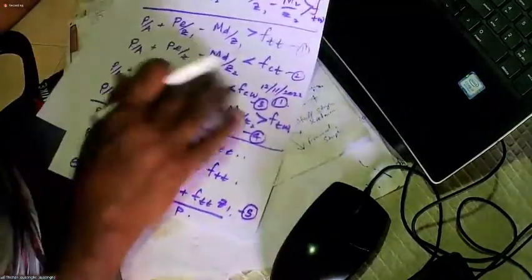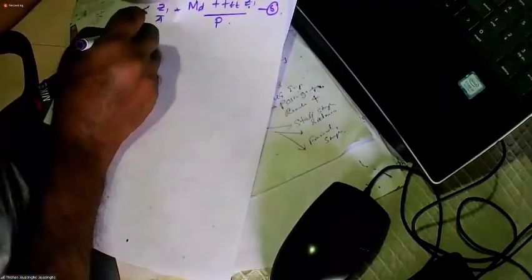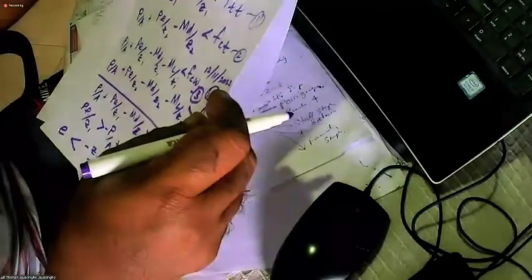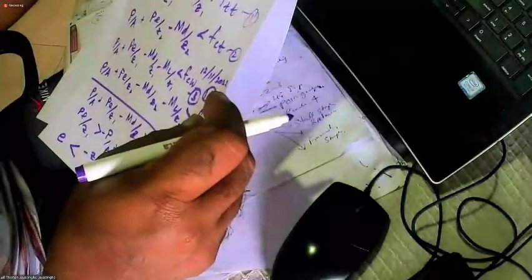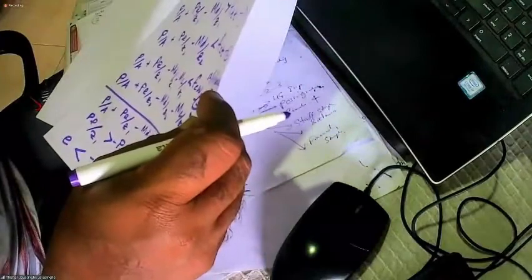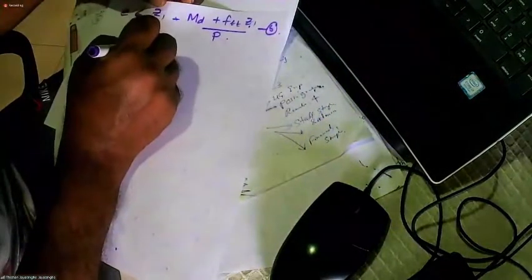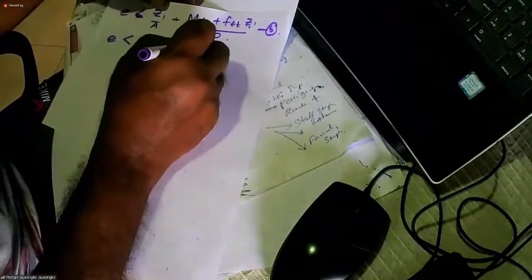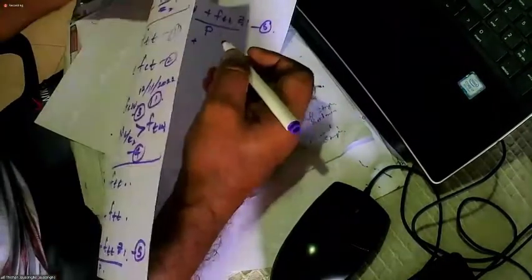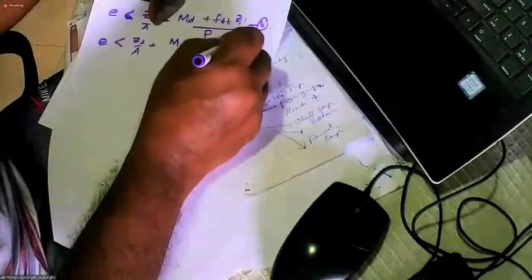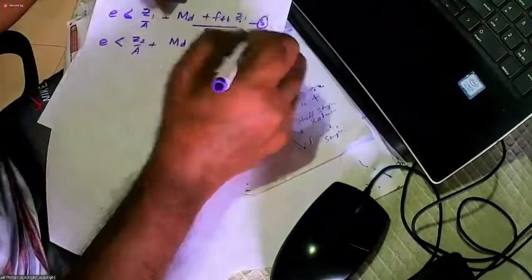Do you know what is equation number 6? You get a similar equation. You get E should be less than Z2 over A plus MD plus FCT Z2 over P. Number 6.